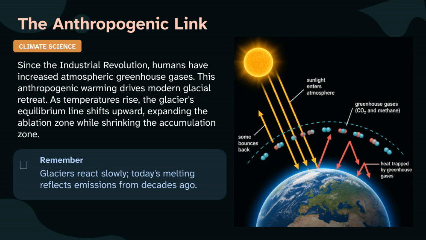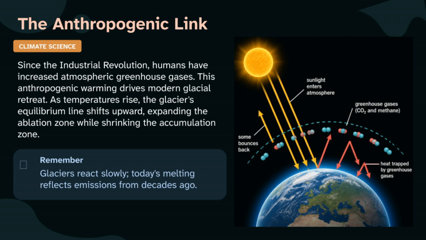This is known as the enhanced greenhouse effect. As more heat is trapped, global temperatures rise. This is what we mean by anthropogenic warming, warming caused mainly by human activity. Glaciers are very sensitive to this warming. As temperatures rise, more ice melts during the warmer parts of the year. At the same time, in some places, precipitation that might once have fallen as snow now falls as rain.